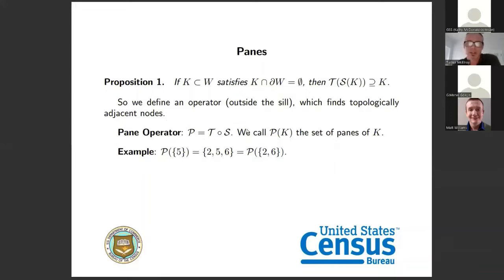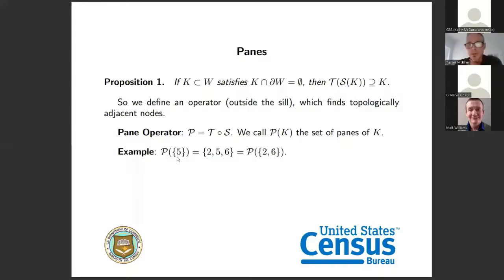There are some propositions that have really short proofs. The basic idea here is that if I take the tiers of the spokes of a set, then it gets weakly bigger. It expands, either staying the same size or growing. This turned out to be a key insight. So I define an operator which finds what I'll call a pane. I'm taking the tier of the spokes of a given set and calling that the pane of that set. The idea is that it finds nodes that are topologically adjacent and close in some sense.